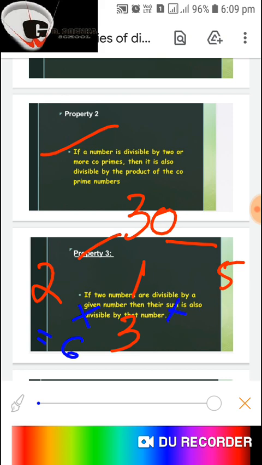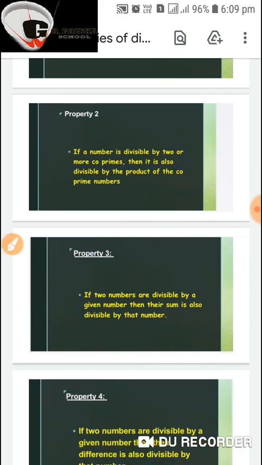Similarly, if we multiply 3 and 5, it is equal to 15. So 15 is also a factor of 30. Similarly, if we multiply 2 and 5, it is equal to 10. So 10 is also a factor of 30.